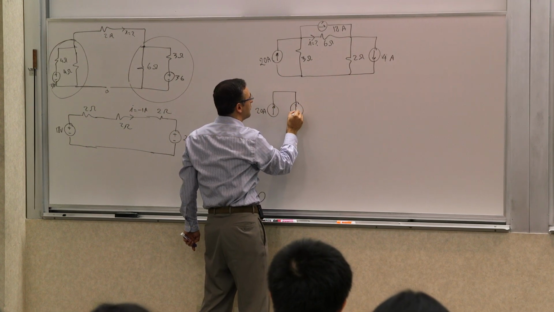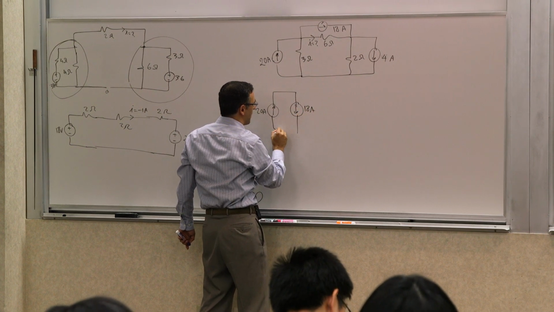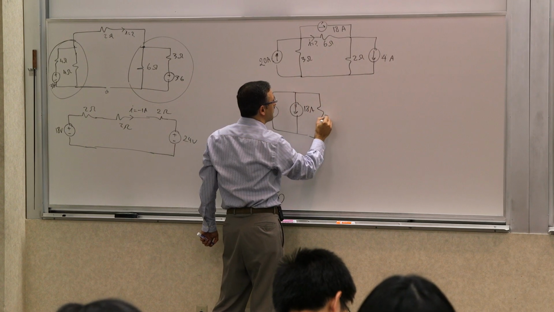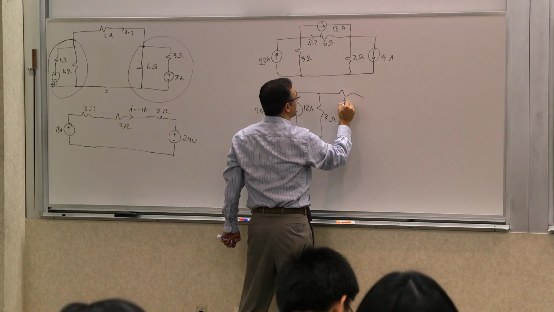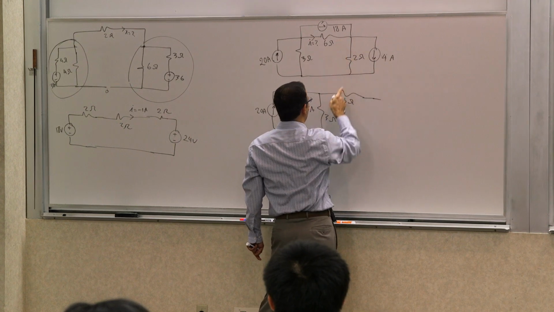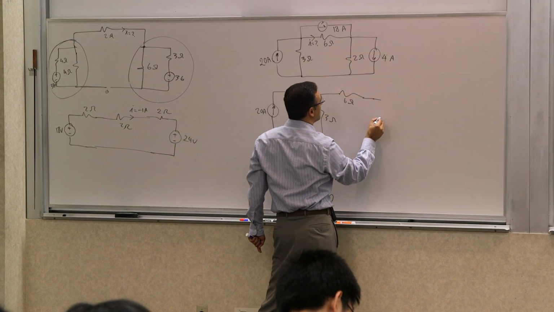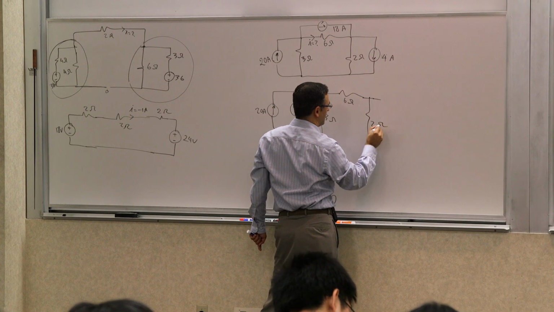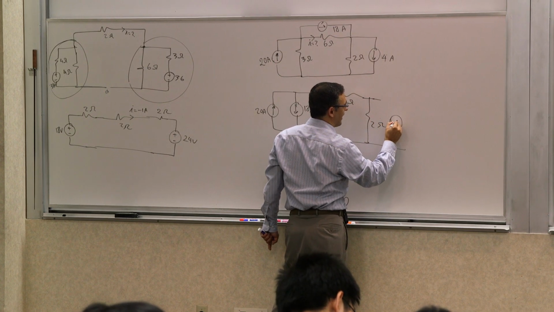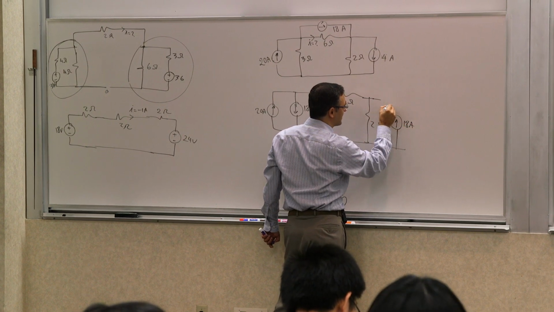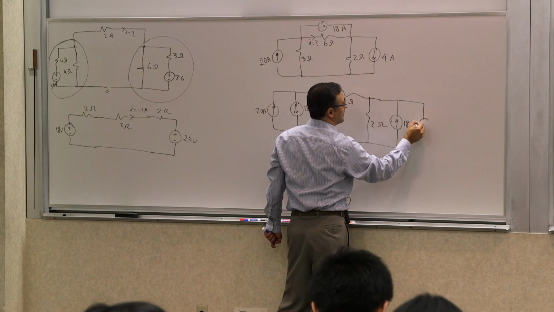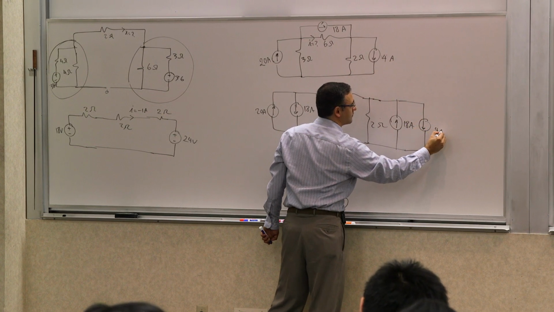So when it goes down into the node, it would be an 18 amps in parallel with this guy, in parallel with the 3 ohms. Then I have the 6 ohms that's still there. And then I have to take this 18 amps back up. So the 2 ohms is there. And then I would end up with the 18 amps going up to compensate that 18 amp that went down in parallel with the 4 amps.